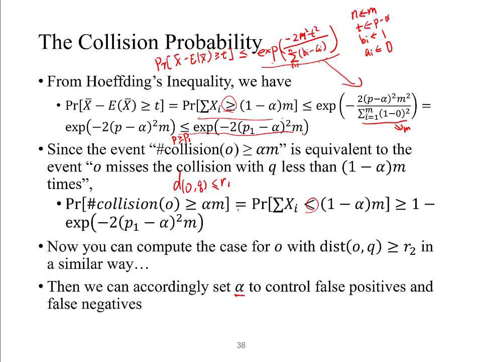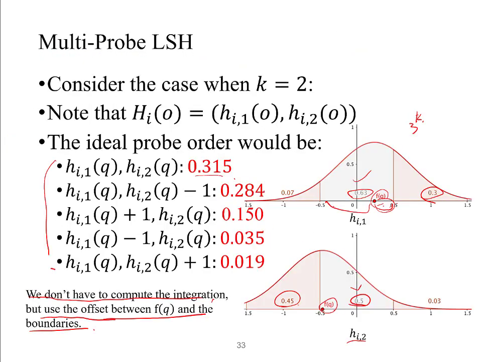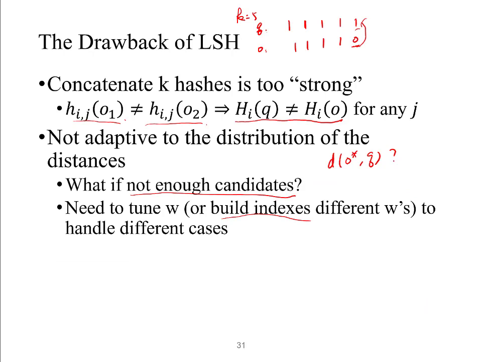All right, so this is the first idea in C2LSH, which is collision counting. This idea solves the issue where concatenating k hashes is too strong. Instead of concatenating k hashes together, we count the number of collisions to the query. For the second one, what if we don't have enough candidates? For LSH, it may need to build multiple indexes or need to tune W.